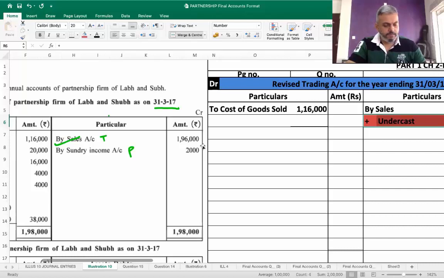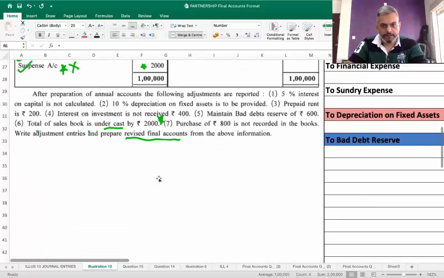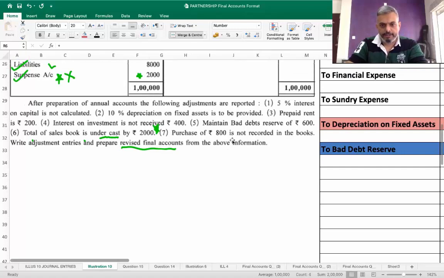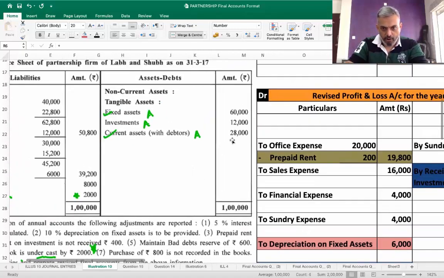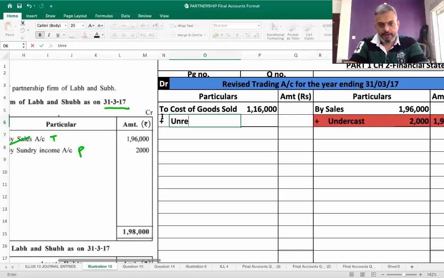Okay. Now let's go to the next one. Purchase of 800 is not recorded in the books. So let's record it. Unrecorded purchase we have to add plus unrecorded purchase.